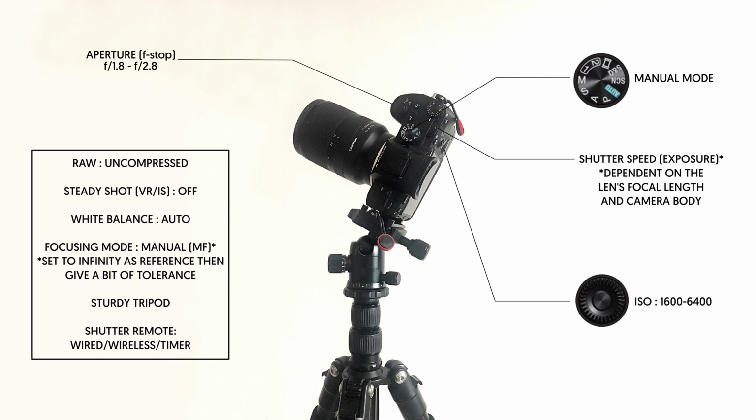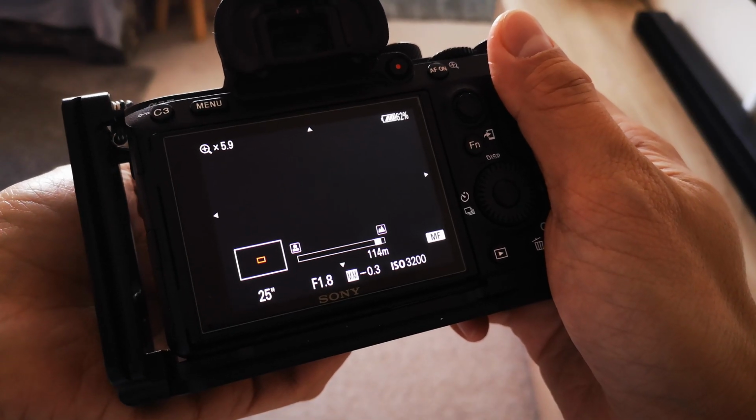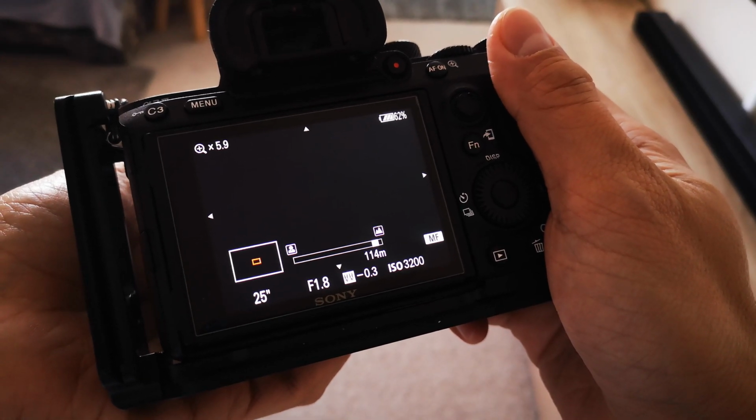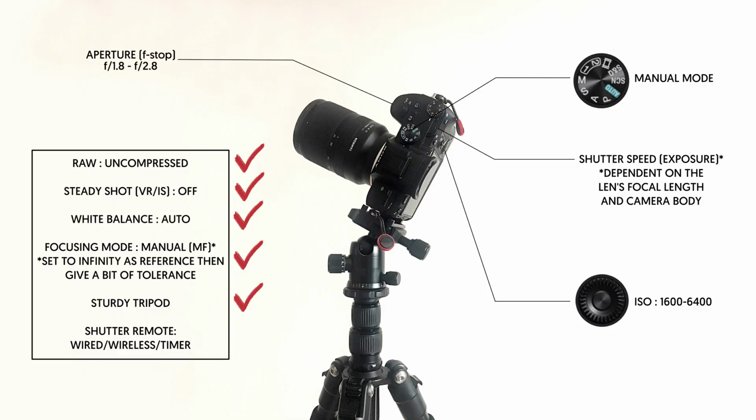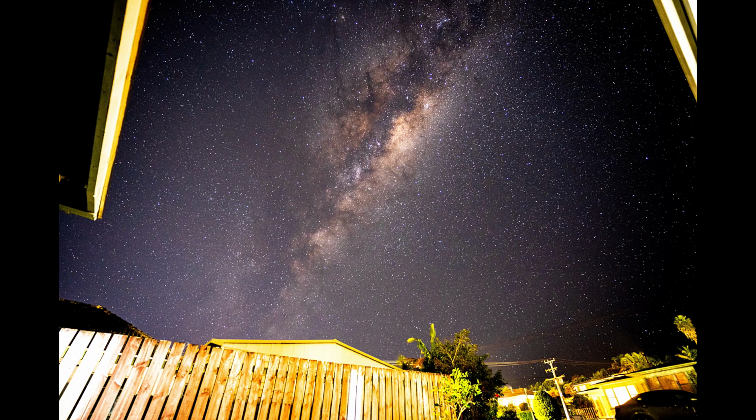We also have to consider the following: shoot in uncompressed RAW for editing, turn off any image stabilization, and we can also leave the white balance on auto since we're shooting in RAW. We need to change autofocus to manual focus, and while focusing on the stars, we can set it to infinity as a reference and then give a bit of tolerance until you achieve pinpointed stars in focus. A sturdy tripod as stated before, and something that can manually or remotely trigger the shutter button.